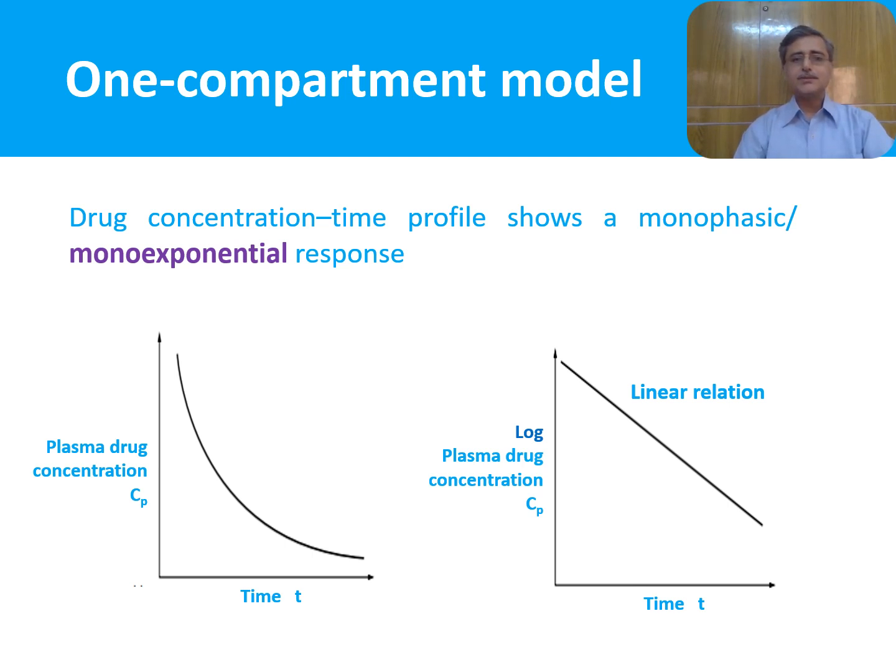Now, the drug concentration time profile shows a monophasic, monoexponential response. That means when you plot the plasma drug concentration versus time, you get an exponential fall in the plasma drug concentration. When you take the log of the plasma drug concentration and plot it versus time, you get a straight line, a linear relationship. That is the characteristic of the one compartment model.